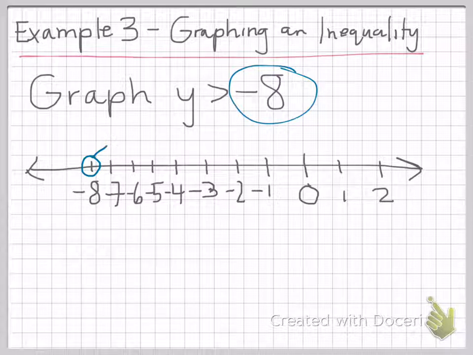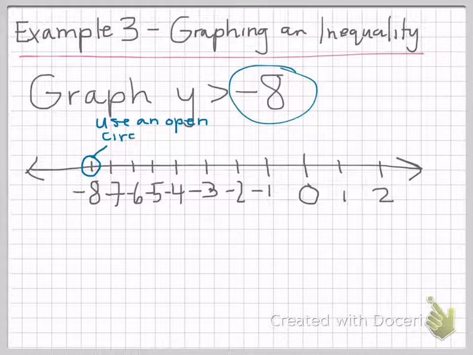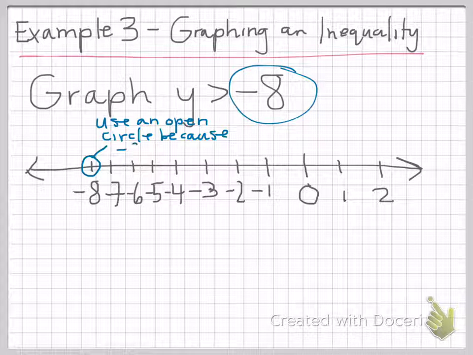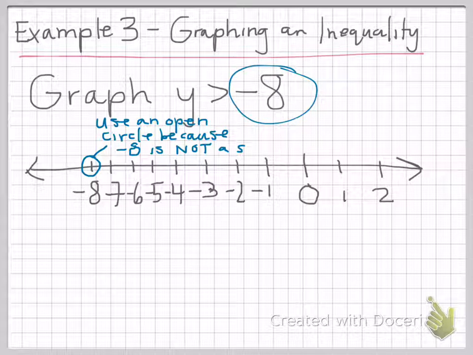Draw a line and write: use an open circle because -8 is not a solution. So, just a simple trick to remember, if it does not have an equal sign, or it's not equal to, then leave it open, because that tells us that -8, or the number, is not a solution.